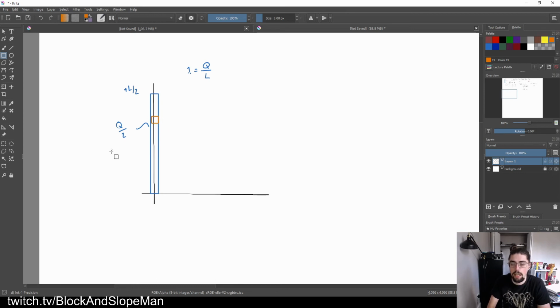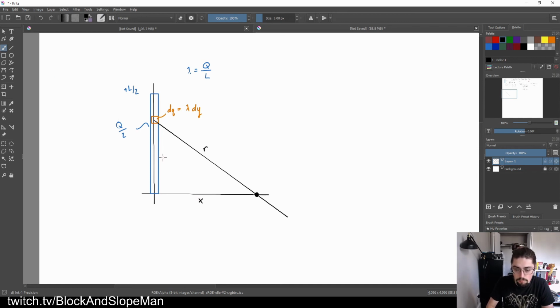So let's say I'm looking at a particular piece like that, dq. I know that that piece is defined as lambda times dy, because again, I'm going in the y direction here. Furthermore, I'm interested in what the electric field is at this point down here. So I need to have some R down to that point. Looks like this, roughly, right? Here's R, here's X, here's Y, theta, R hat.